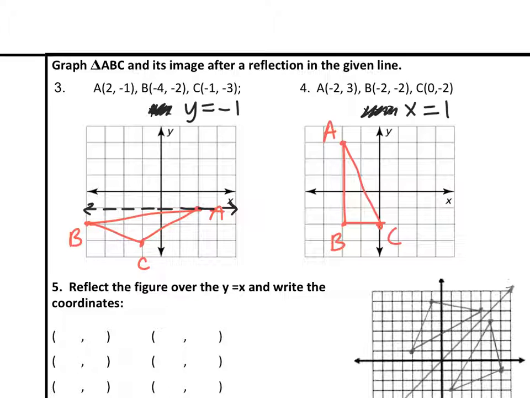A is on the line of reflection. Where's it going to end up? Right there. So it's not going to move, but we're still going to label it A prime. C is 2 below, so we're going to go 2 above the line and label it C prime. B is 1 below, let's go 1 above. And connect it.